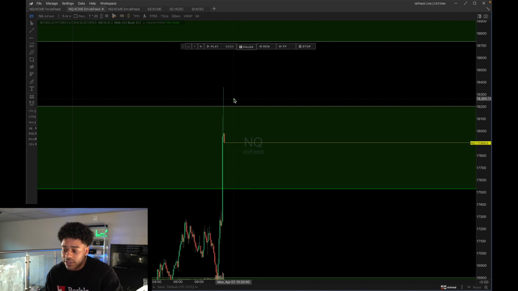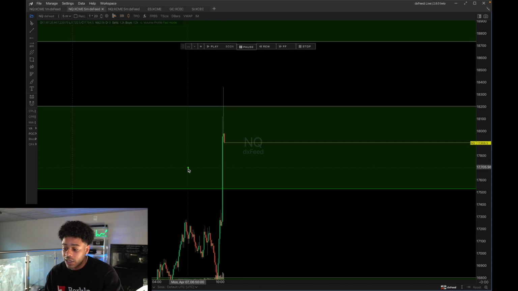But also what I want to say is we need to see price acceptance. We need to see price and time acceptance. We need to see price trading outside of our value area high to even confirm we're going to have a bullish daily bias. But this is going to be the simplest way that you can find your daily bias.